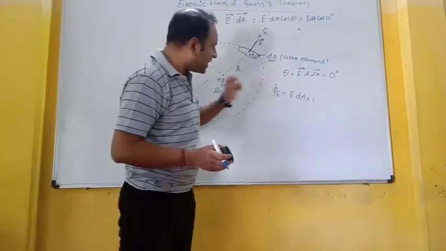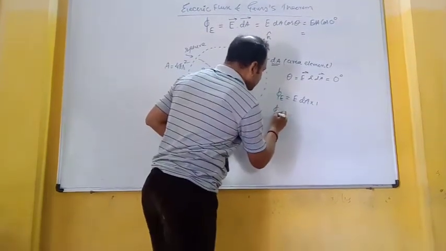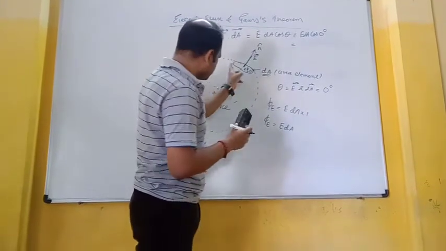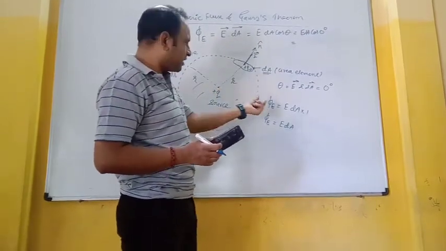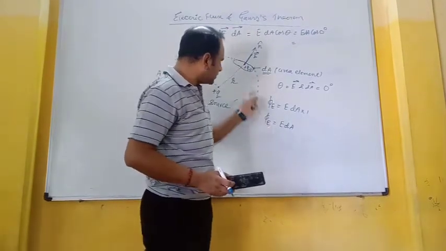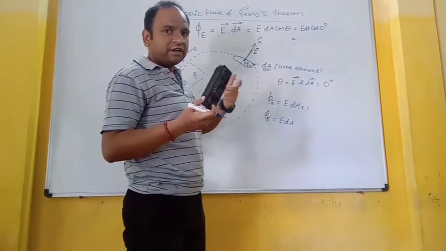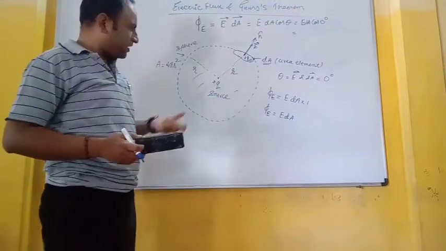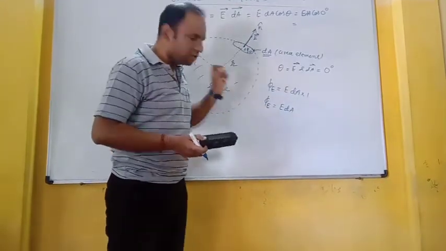So what is phi E basically? Phi E is a measure of the number of field lines passing through this very small area element dA of the whole sphere. If I want to find the electric flux through the whole sphere, I know a small quantity, and I have to calculate a larger quantity which is based on that smaller quantity.